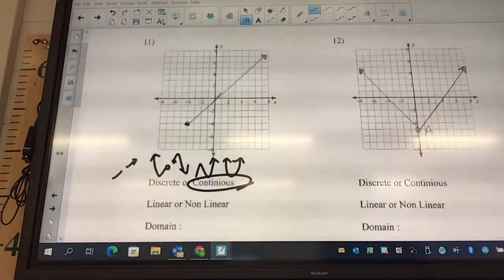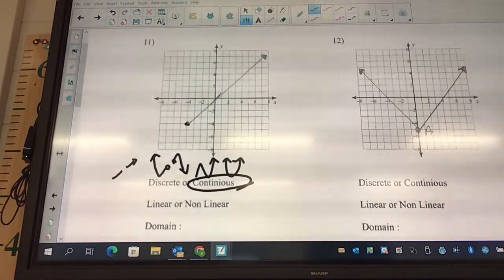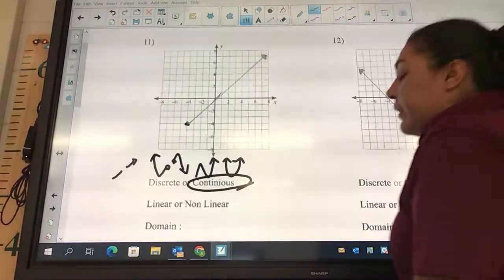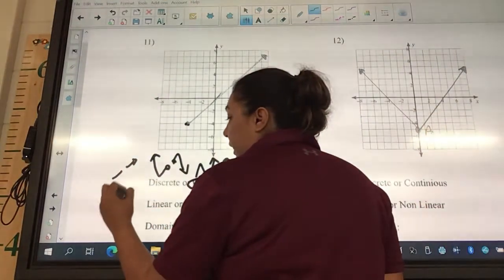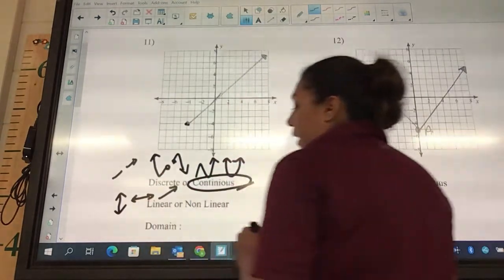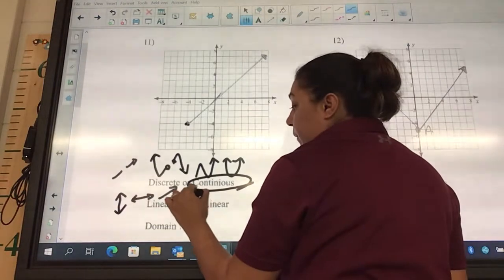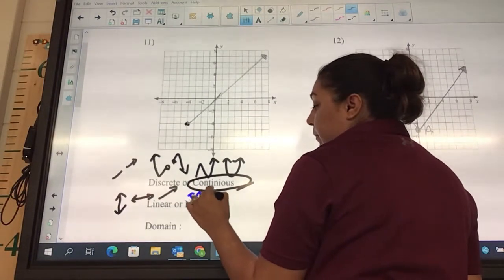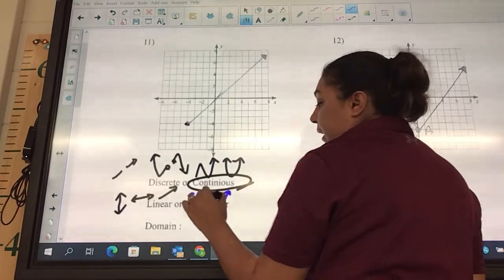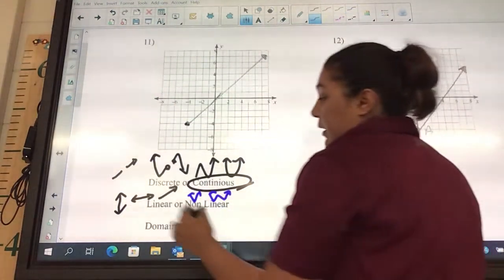Okay, linear or non-linear? Non-linear. What's linear look like? Straight. It's an exact straight line. Okay, so it could be like this, or like this, or like this. Non-linear is going to look like this, like that. Those are all non-linear. So is this linear or non-linear? Linear. It's linear.